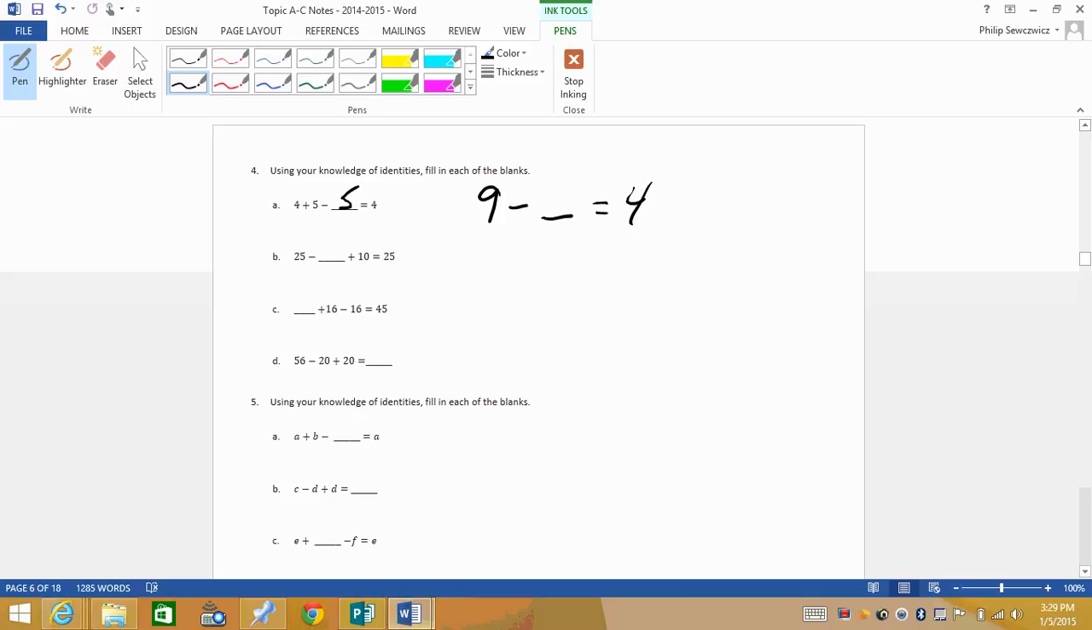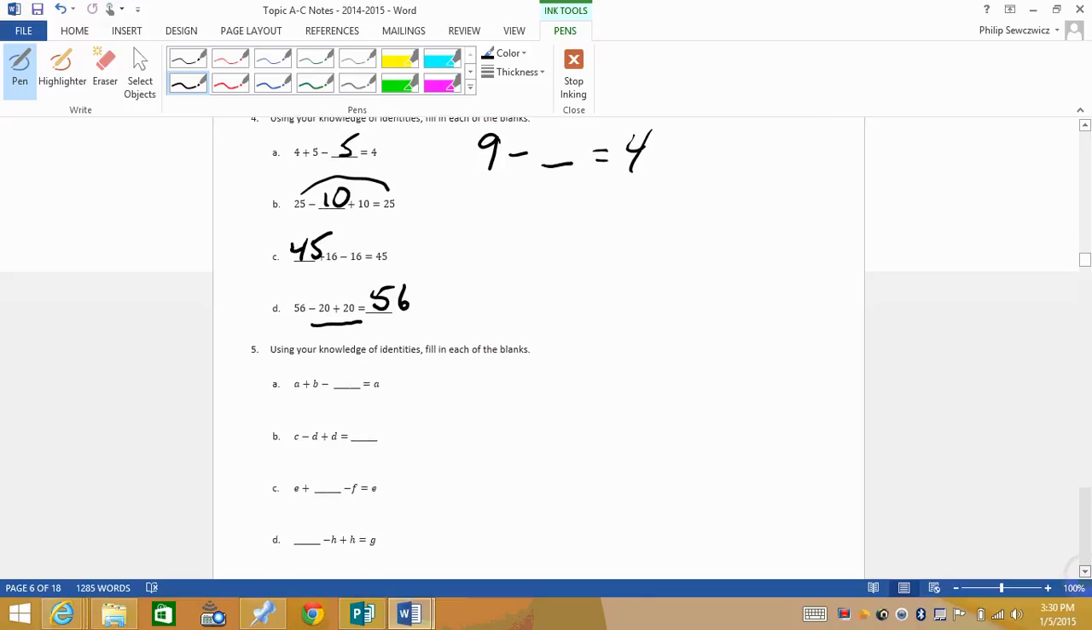All right, do more visualizing here. So I've got 25. I'm going to take away an amount, but if I add an amount, I'm going to be right back to my 25 again. So, yeah, we should have a 10 in there. All right. If we add 16 and take away 16, we should be starting with the 45, their beginning amount. And the last one there, if we start with 56, we take away 20, we add 20. Again, notice the opposites there. We're right back at our 56. So again, it's just about seeing opposites. That's what we want from lesson 1.